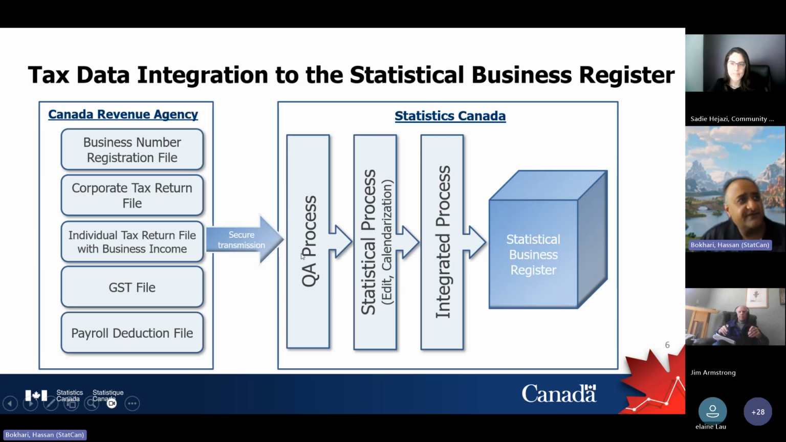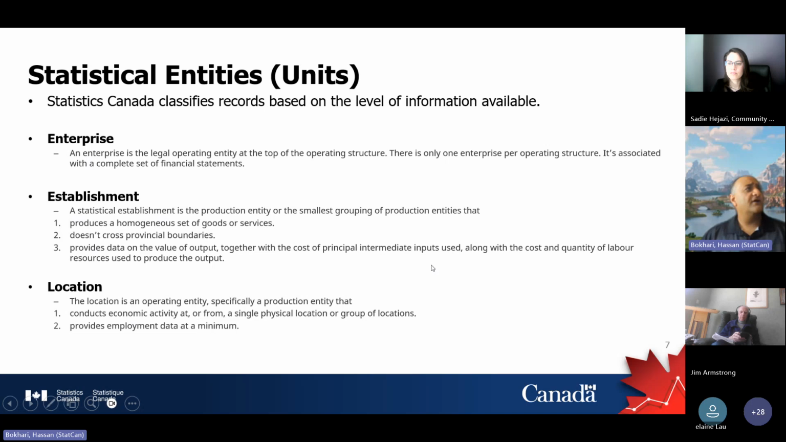These are easy steps to see on a screen, but there's a lot of people involved and a lot of effort is put into place to make this the highest quality possible. All right, so here's the key concept here, statistical entities. So these are basically StatCan classifies records based on the level of information available, okay?